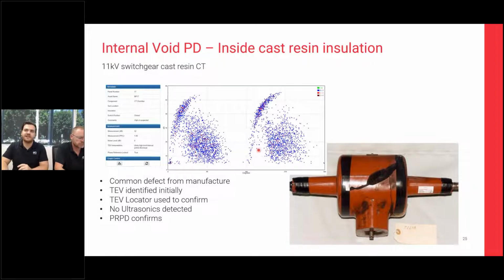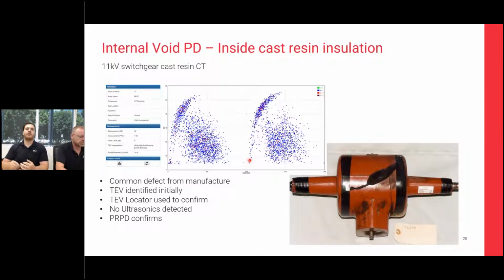Because looking at this phase plot, it's really quite simple to look at it and think, I've got two clusters of activity. I've got that perfect leading edge in the waveform that we know is incorporated with internal void PD. I know it's taken on a TEV reading, therefore it's most likely to be internal void PD. And I can see all that, but what I can't tell from this phase plot alone is the location of the defect. And that's something that you need the site data to do.